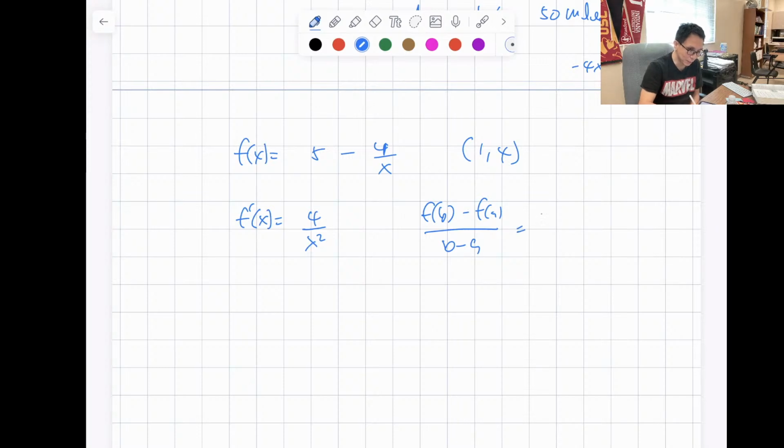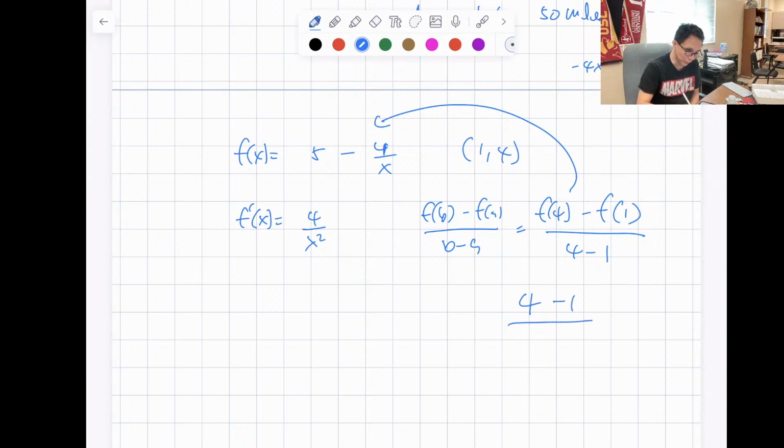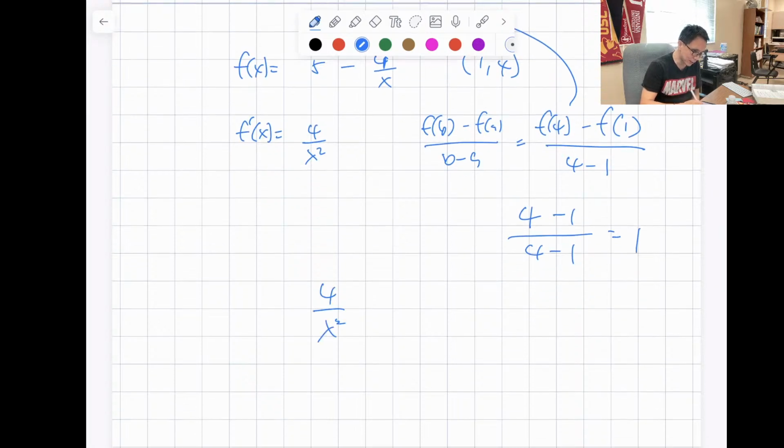So in this case, it's going to be f of 4 minus f of 1 over 4 minus 1, right? So f of 4 is going to be 1, I think. Yes, if you plug in the original, that's 1 over 4 minus 1. That's equal to 1. So I'm going to set this equal to 1, not equal to 0. A lot of people thought it's equal to 0, but it's equal to 1 because you want the slope of that line.